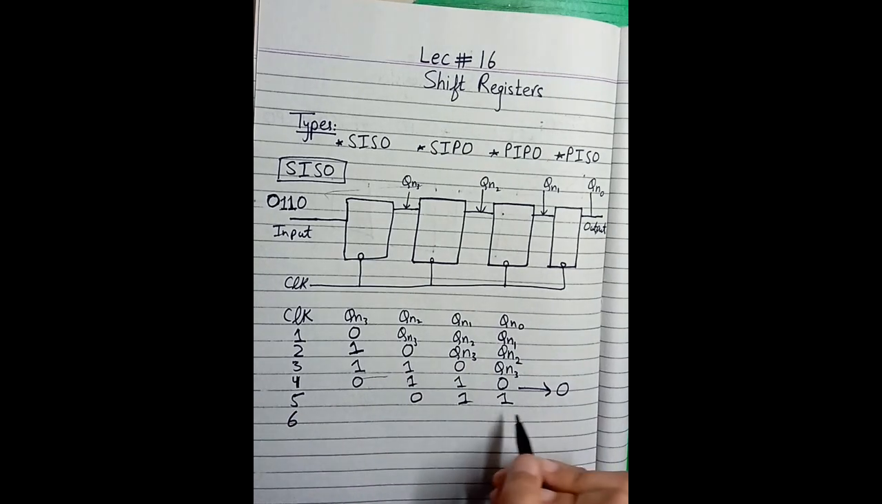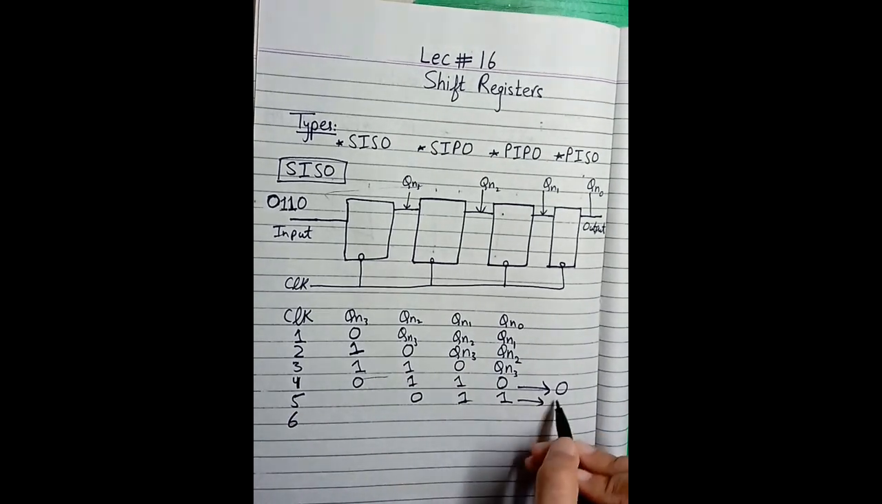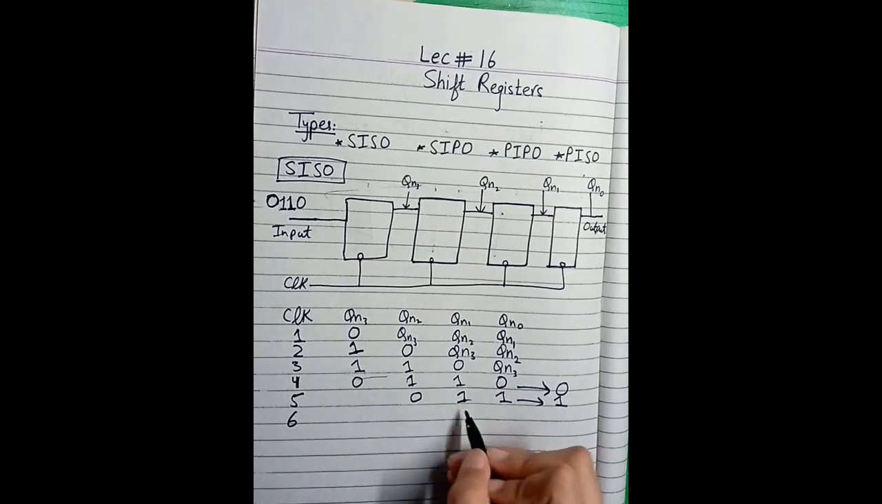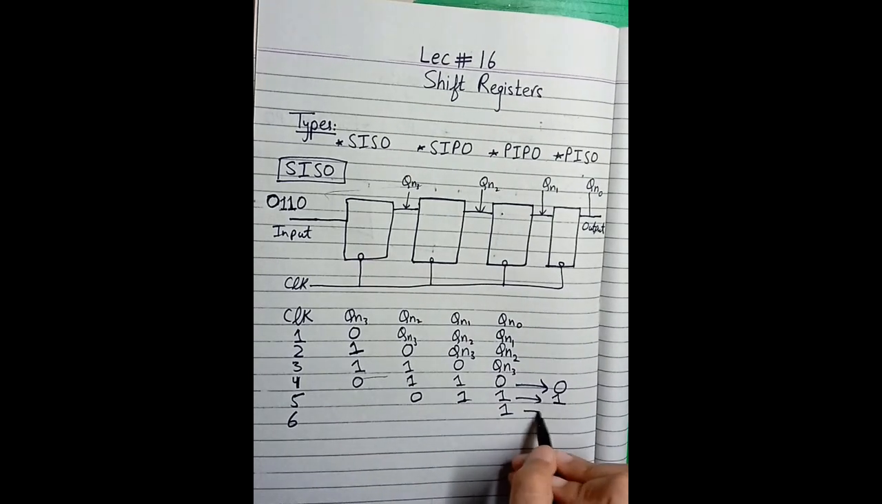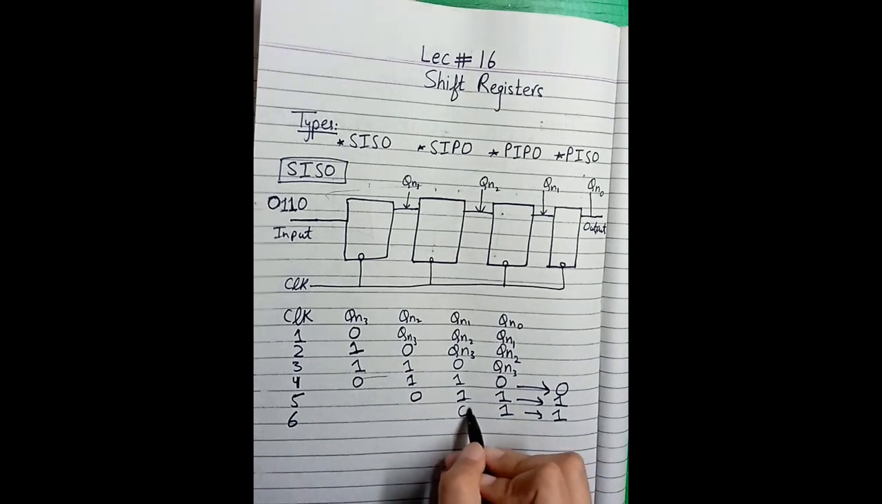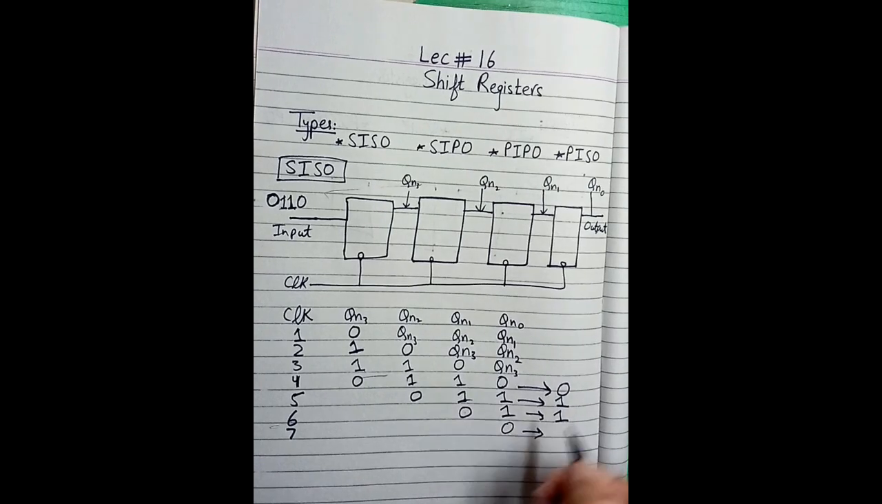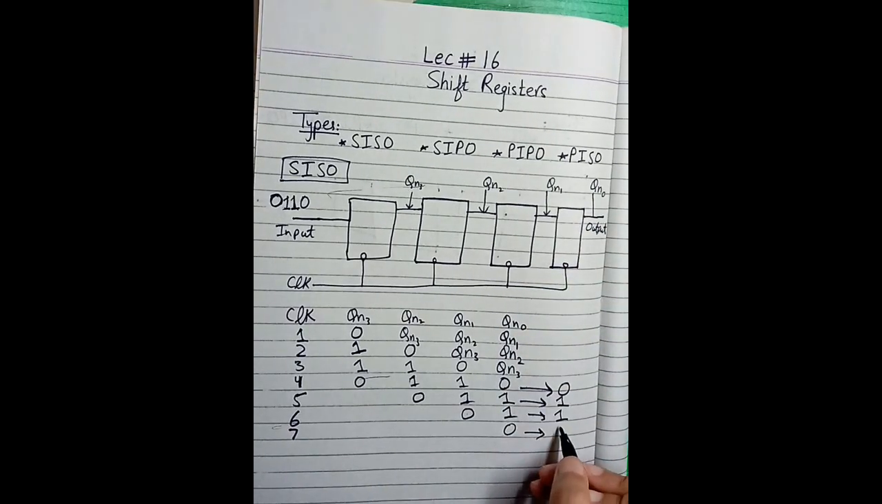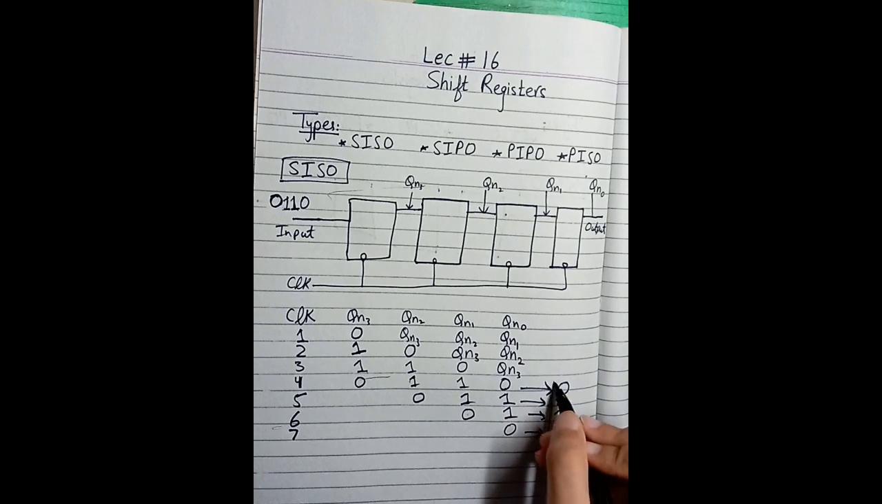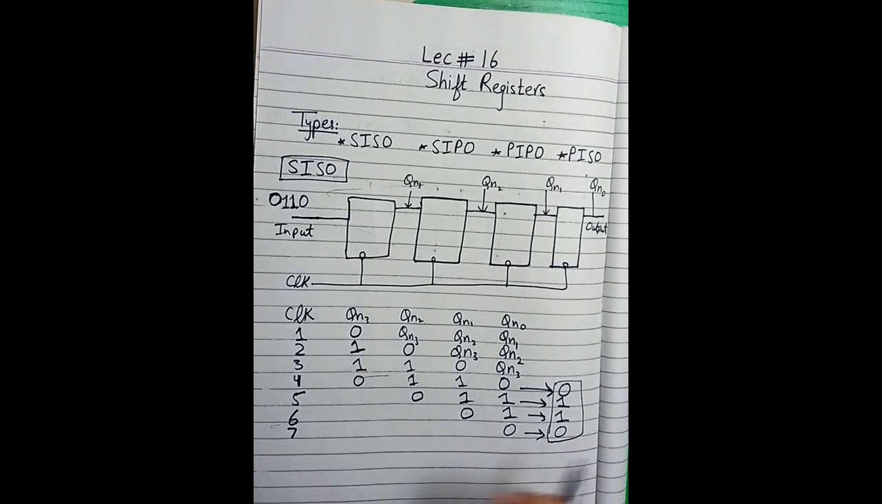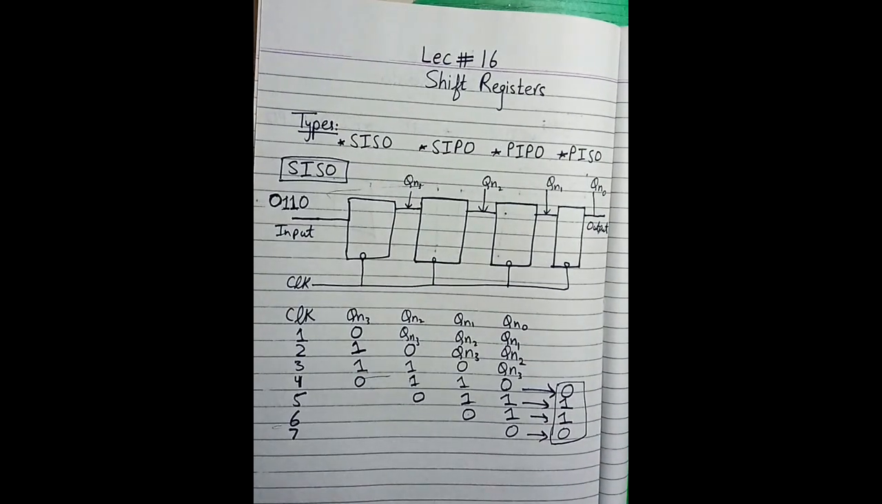On the 6th clock, here we have this one as output, and this one will move here. This is our third output on the 6th clock. And on the 7th clock, this 0 will be at Qn0, our output. So this is our final answer, 0, 1, 1, 0, which is the input we had given.